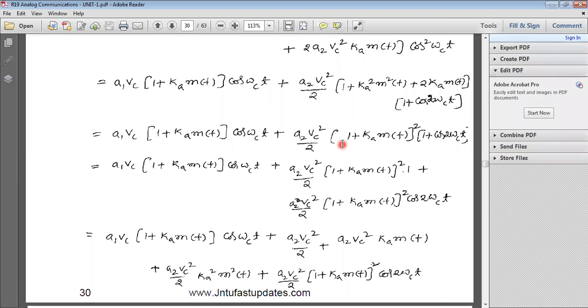Now in the next step we take the first term as it is. You multiply with A2 Vc square by 2 into (1 plus Ka m of t) whole square into (1 plus cos 2 omega ct). So our first term becomes A2 Vc square by 2 (1 plus Ka m of t) whole square into 1, plus again A2 Vc square by 2 (1 plus Ka m of t) whole square into cos 2 omega ct. In this step we just multiply this term into 1 plus cos 2 omega ct.